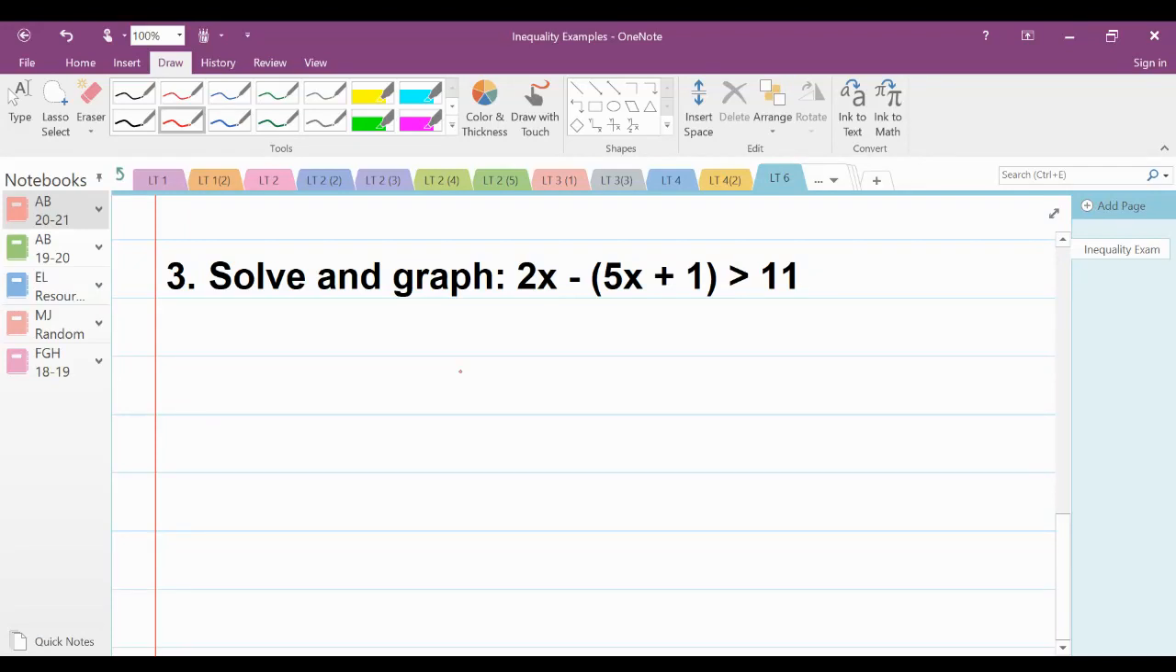To solve this inequality, the first thing I want to think about doing is simplifying the left side of the inequality. And we know this is technically a -1 outside of the parentheses, and I'm going to distribute that -1 to both the 5x and the 1.